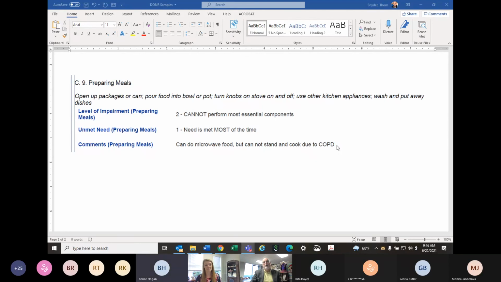What kind of care plan would this look like with the information we have?